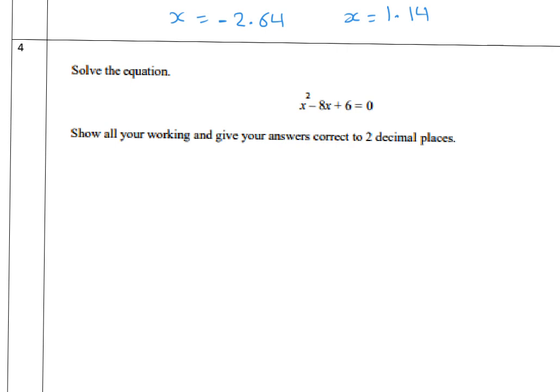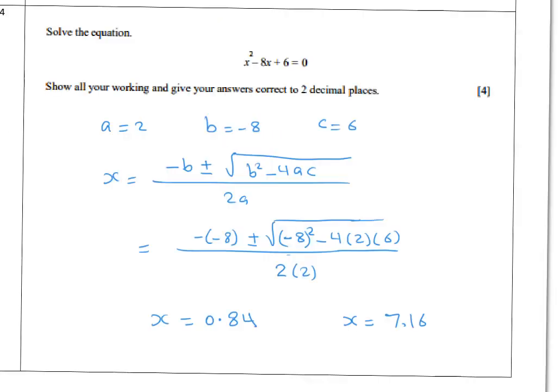Now solve number 4 on your own, then check your answer. So for this number 4, find a, b and c. Take care, b is negative, so write negative, then brackets negative 8, and the same for b squared: negative 8 in brackets, squared. The answers are 0.84 and 7.16.